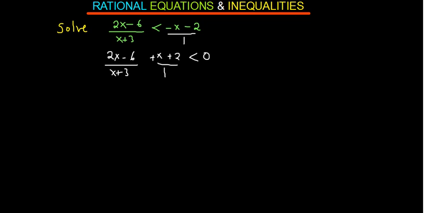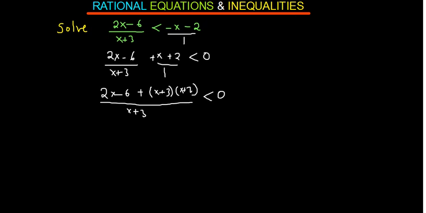And then from here now, merge this as a single fraction. Get what is on top of the first fraction, multiply with what is down the second fraction. That will still give you 2x minus 6. Get what is down the first fraction, multiply with what is on top of the second fraction. That will give you plus x plus 3, and then x plus 2 because I'm multiplying. And then multiply the two denominators. That is just x plus 3. Okay, that is less than 0.